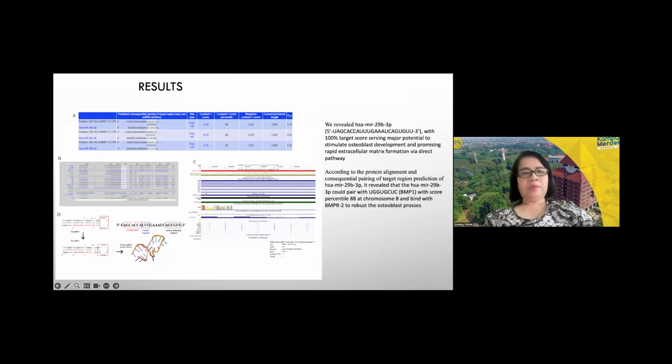According to the protein alignment and sequential pairing here, the target region prediction of the microRNA that we chose before revealed that this microRNA could pair with a score percentile of 88 at chromosome 8 and bind with bone morphogenic protein 2 to support the osteoblast process. So hopefully this simulation will help us to design the in vitro study.